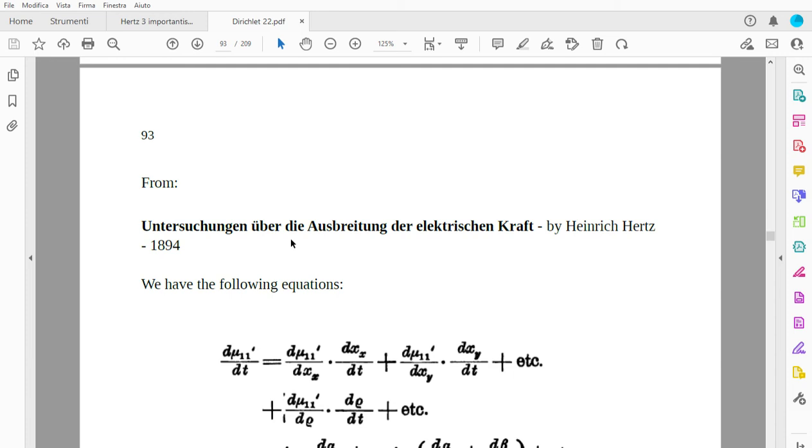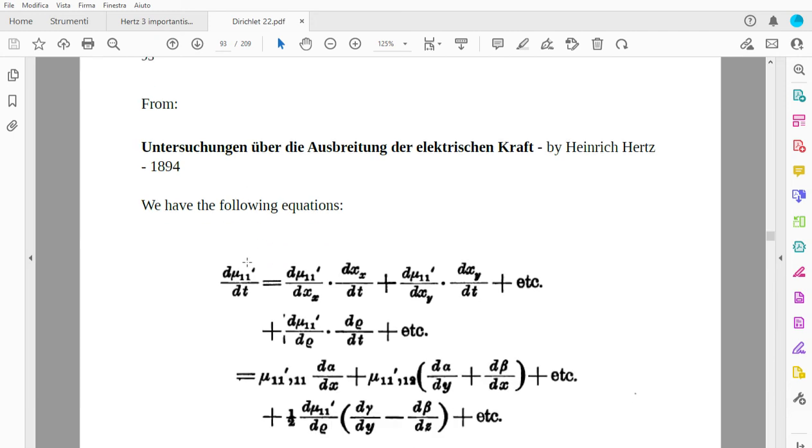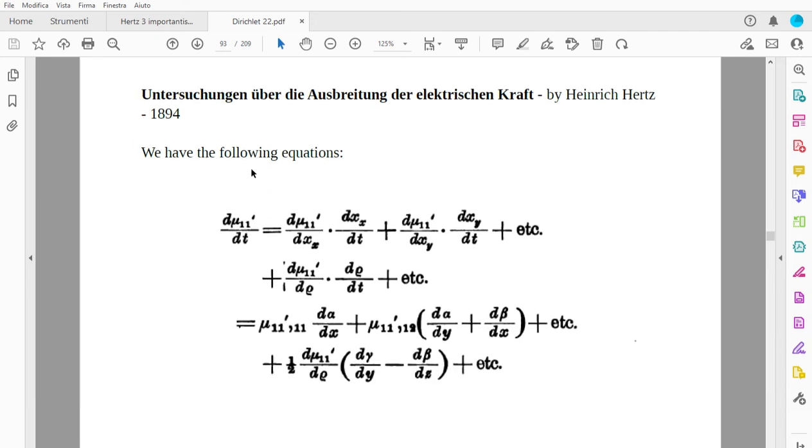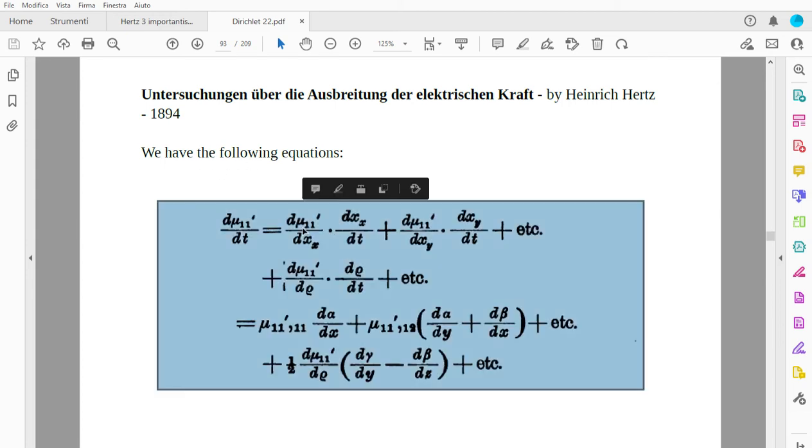Now, in this work, we have analyzed also some equations of Heinrich Hertz. Now, we have the following equation.